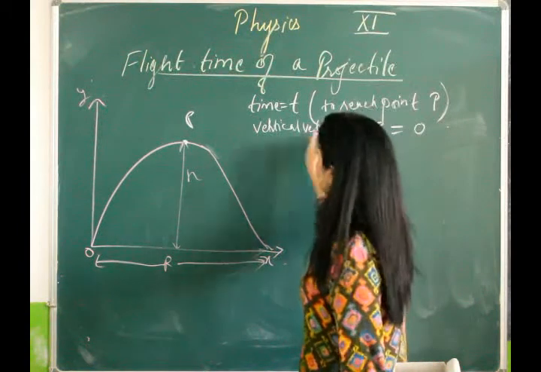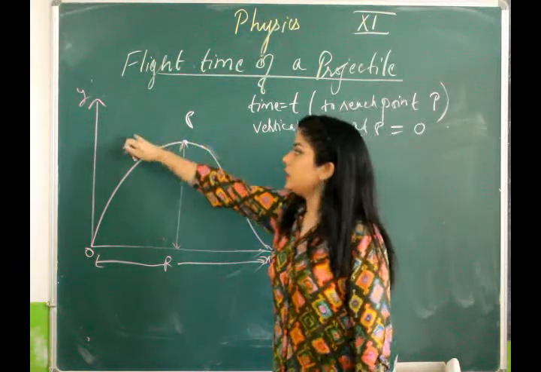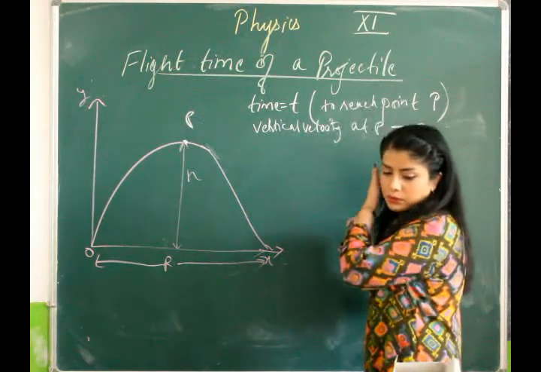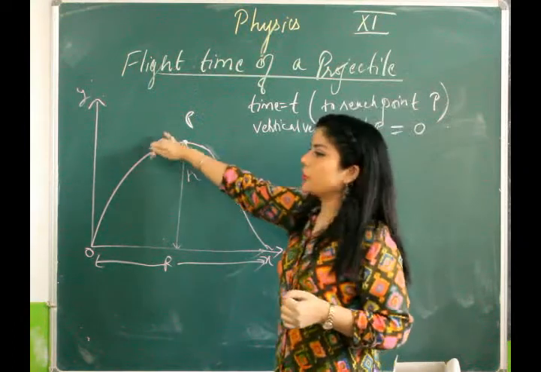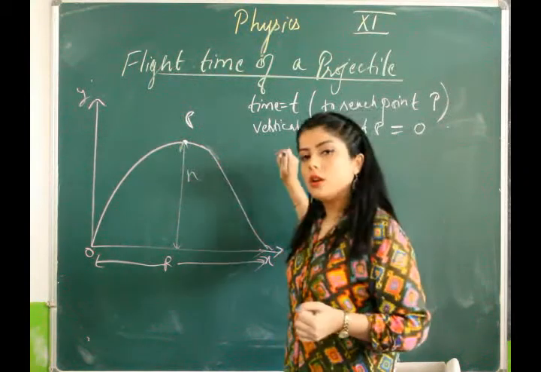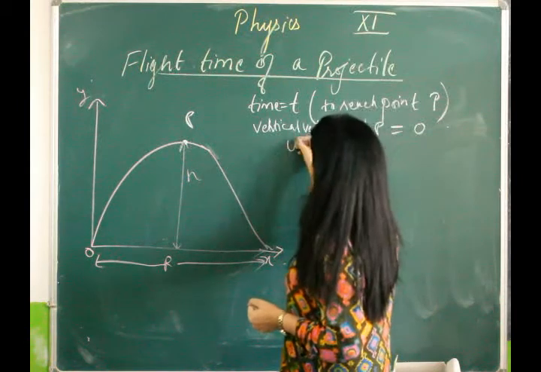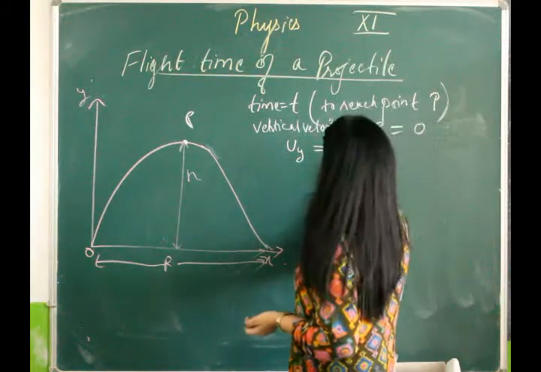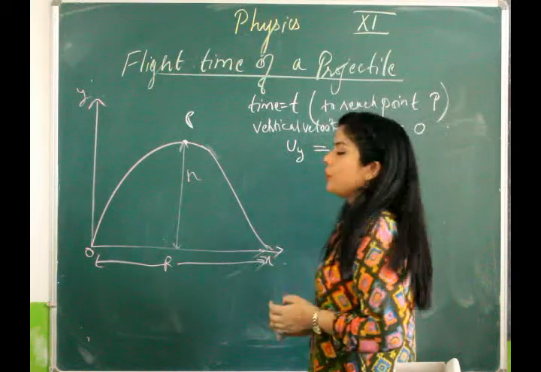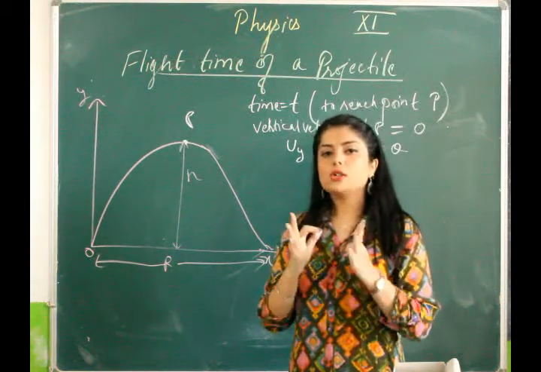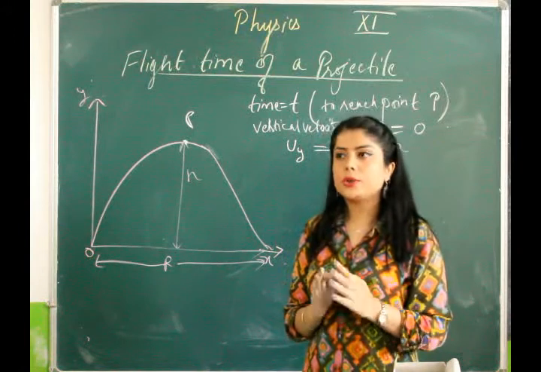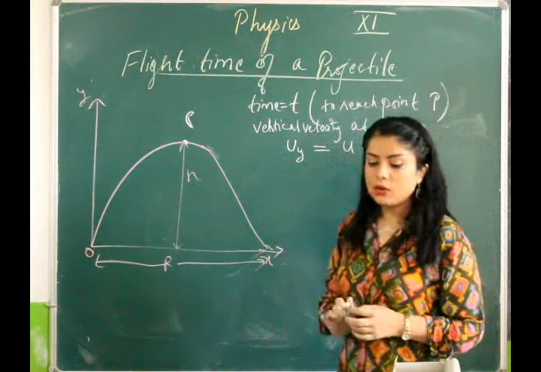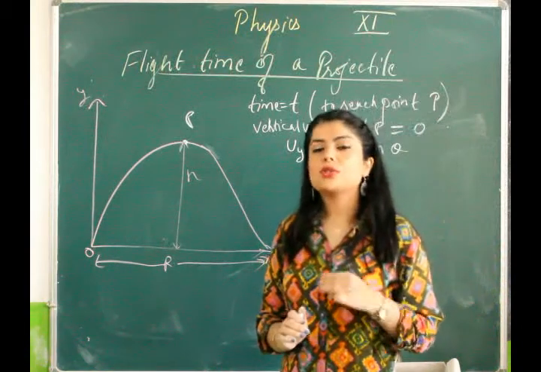Now, vertical velocity at point P is 0. Now, the initial velocity, the component of velocity along the y-axis, Uy, I hope you know this. We have written this before also. Uy was u sin theta. What we have done is resolve the velocity vector into two components, x and y. So the y component was u sin theta. Now, there is one equation of motion. We are going to use the equations of motion.